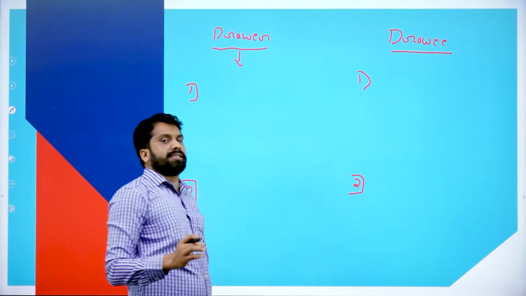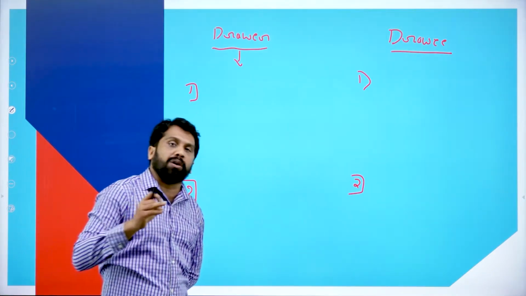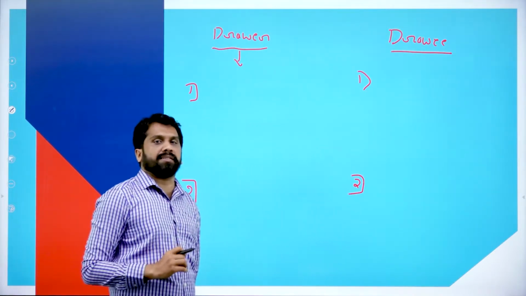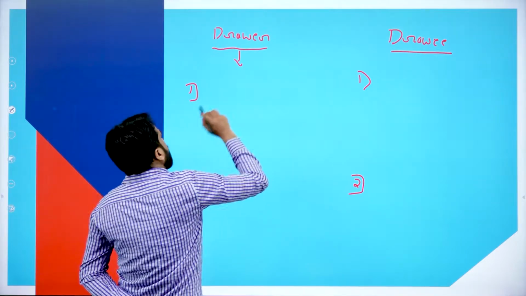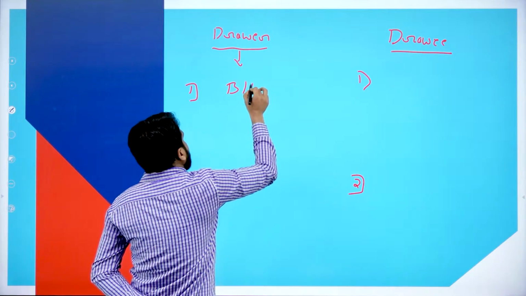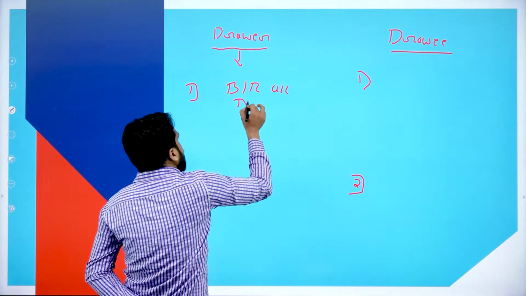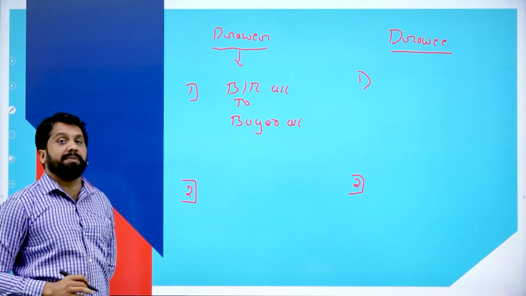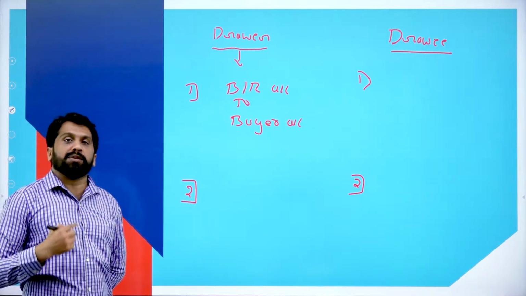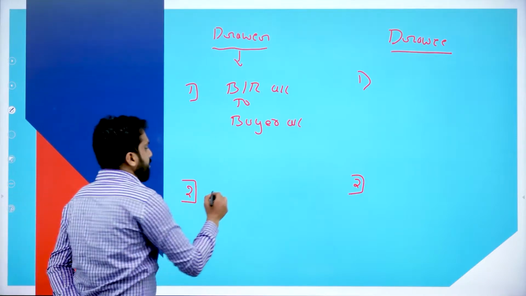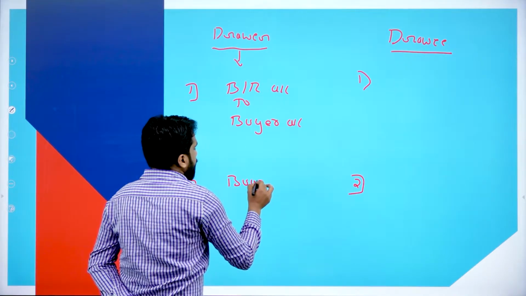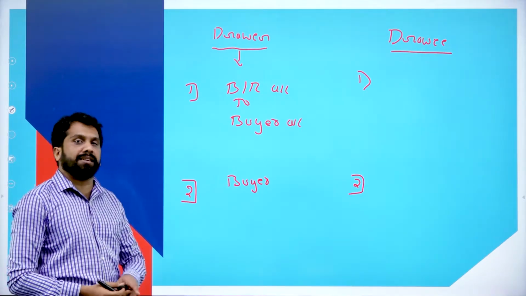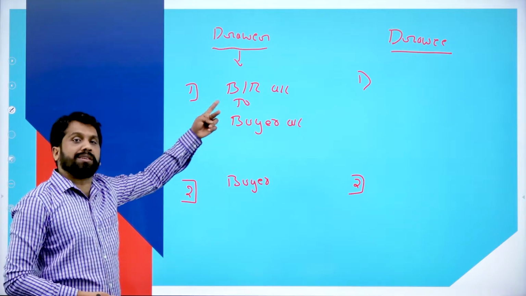Remember, when a check is dishonored, along with that, noting charges are also paid. What will be the journal entry? Now, the first one. Your first one will be bills receivable account debit to buyer account. Bills receivable account debit to buyer. What will be the second one? Yes, buyer account. As I told you, if bills are dishonored, cancelled, it is always reverse, ulta entry.